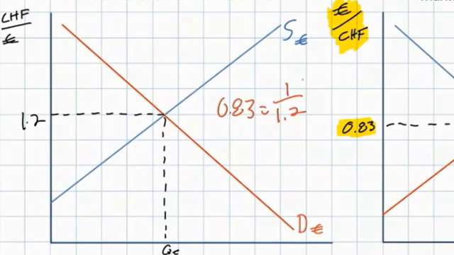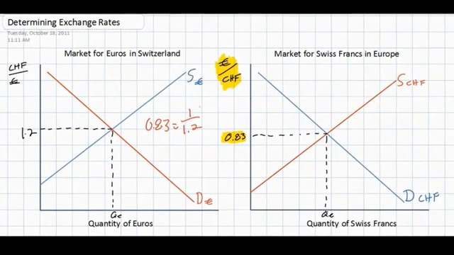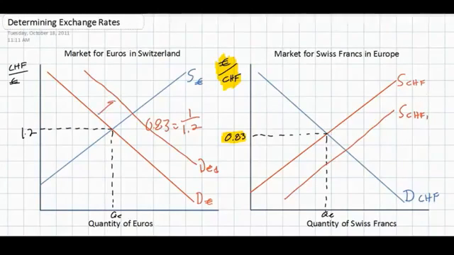which is 83 cents. Anything that causes an increase in the demand for euros in Switzerland will cause an increase in the supply of francs in Europe. This is also very logical because if Swiss households wish to buy more European goods, they A, demand more euros, and B, must supply more Swiss francs to the European market.